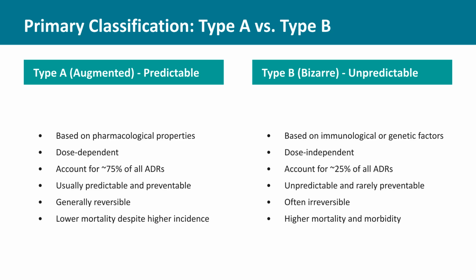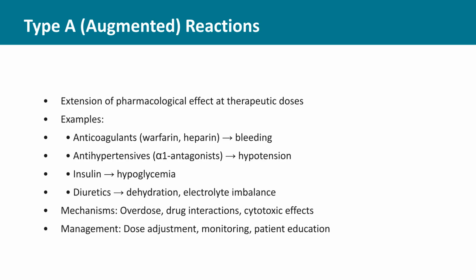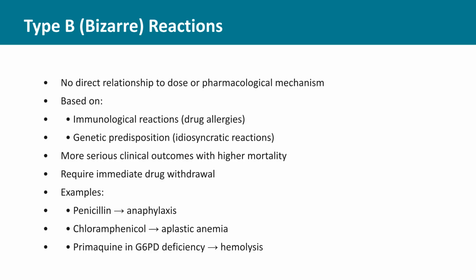Type A, or augmented reactions, are predictable, dose-dependent, and based on the drug's known pharmacology. Type B, or bizarre reactions, are unpredictable, dose-independent, and based on immunological or genetic factors. Type A reactions are an extension of the pharmacological effect at therapeutic doses, such as bleeding from anticoagulants. Management typically involves dose adjustment and monitoring. Type B reactions have no direct link to the drug's primary mechanism. They result from drug allergies or genetic predispositions and often lead to more serious clinical outcomes, requiring immediate drug withdrawal.